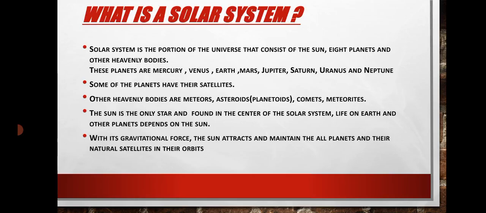Now, before life can exist on Earth, it needs the help of the sun. Not only on Earth, but on other planets as well. The sun attracts and maintains all the planets in their orbits, meaning in their paths, so that they don't crash into each other. It's because of the gravitational force of the sun.